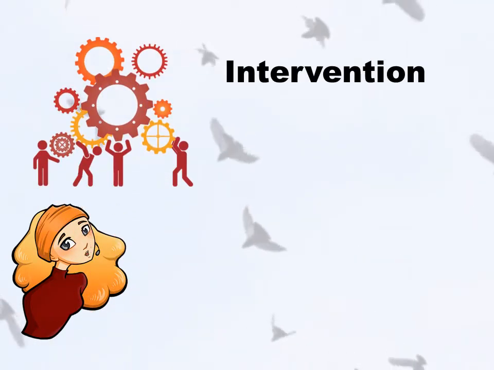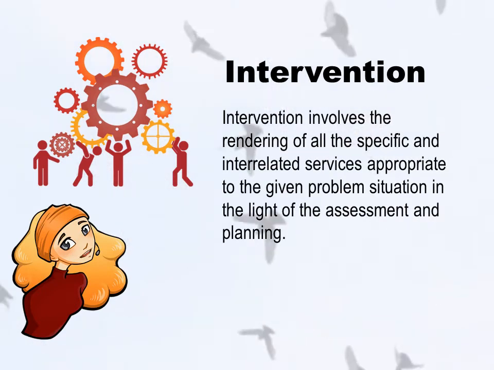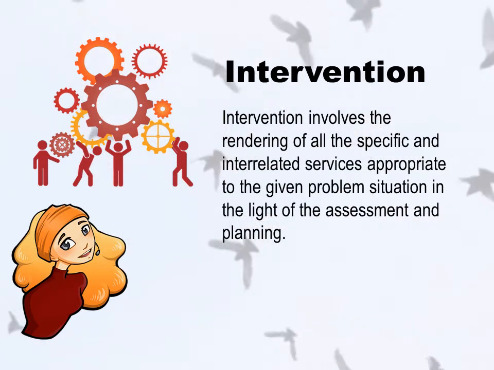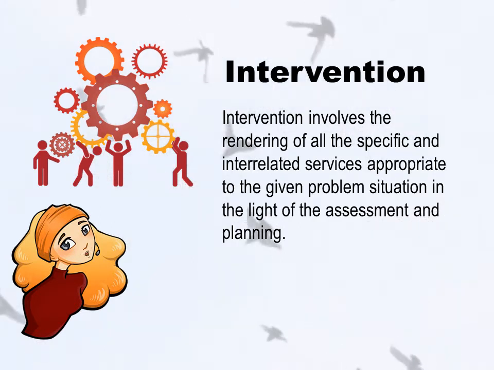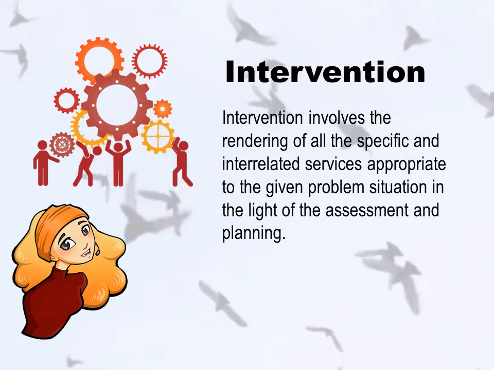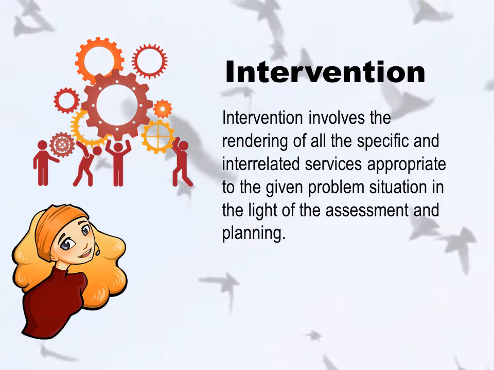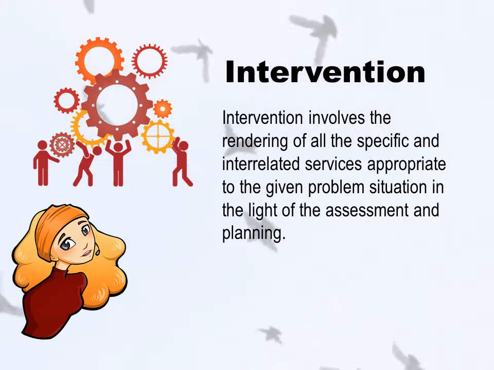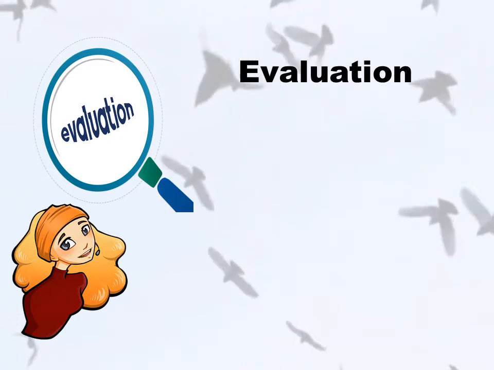The third part of the helping process is the intervention. Intervention involves the rendering of all the specific and interrelated services appropriate to the given problem situation in the light of the assessment and planning. It includes all the goal-related activities that the worker will undertake following the agreement forged with the client based on the problem to be worked on and the plan of action to be pursued. After defining intervention, let's proceed to the next process.